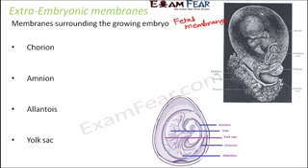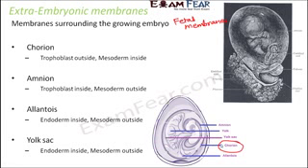If you look at the embryo here, we have just tried to show it in a simpler way, where you see the growing embryo, and you can very distinctly see how each of the layers surrounds the embryo. First we are talking about chorion. So this is chorion. Chorion is a membrane which completely surrounds the embryo. This entire layer surrounds the embryo from all sides.